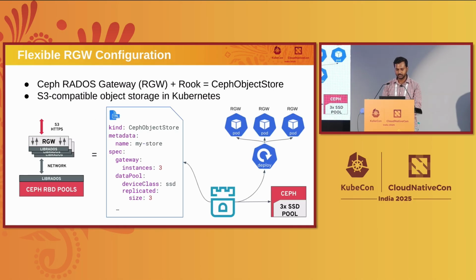So, there is a CRD called CephObjectStore provided by Rook. The user will be creating this CR with the spec. Mainly we have two sections in the spec. One is the gateway and another one is the data pool. In the gateway, we'll be describing how many instances we need for the RGW, and in the data pool we will be describing the storage backend. So here we have described 3 instances, and Rook is going to act on this CR and deploy the 3 RGW instances, and it is also going to deploy the backend pools in Ceph.